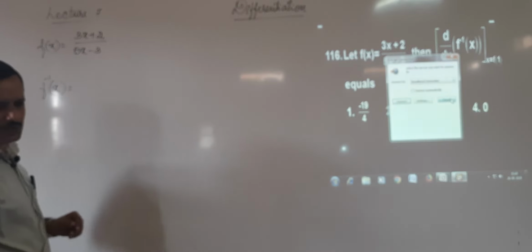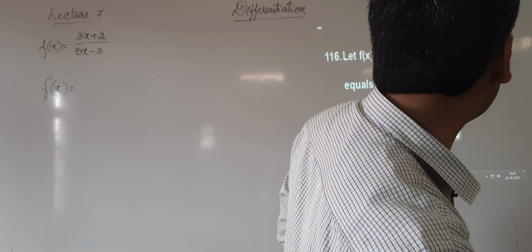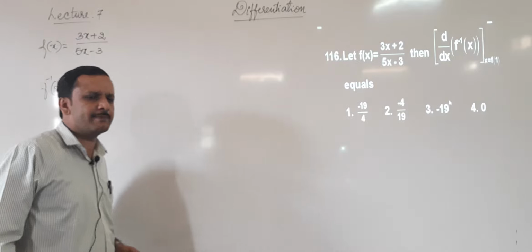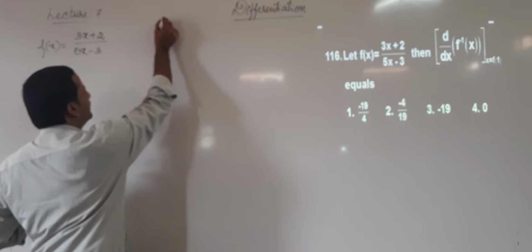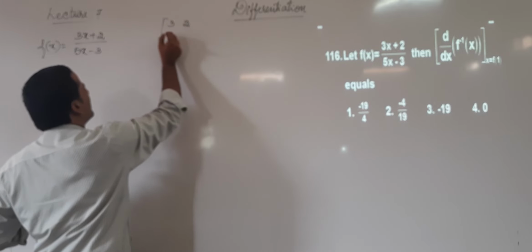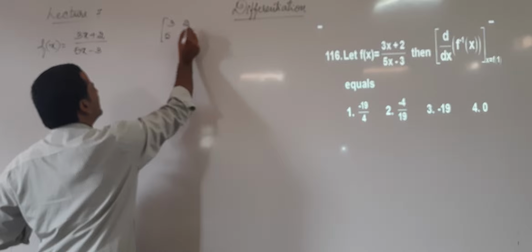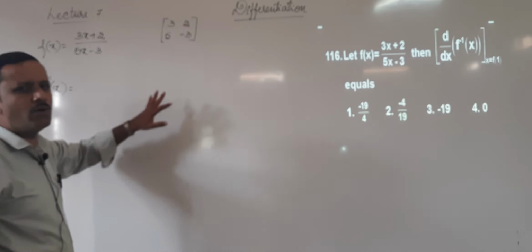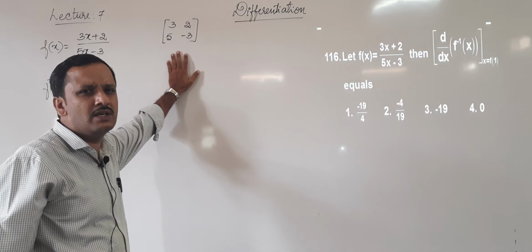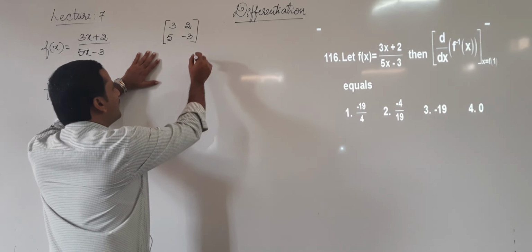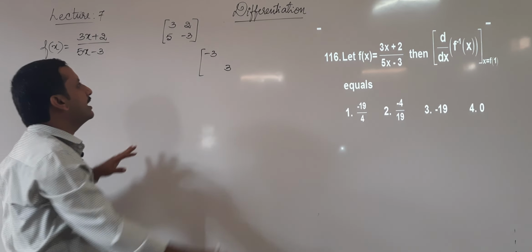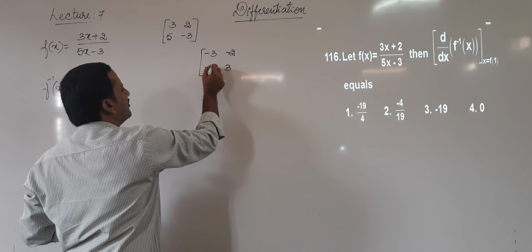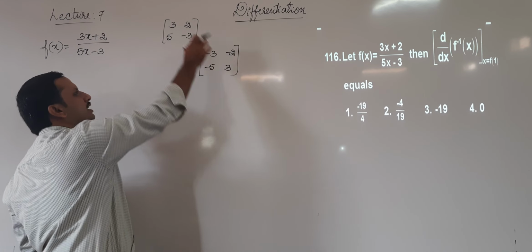To find out f inverse of x, you know one shortcut, that is directly you find the adjoint of that matrix, which I have already explained in my earlier class during functions. So you can consider one matrix here, 3, 2, 5 and minus 3. Find its adjoint. How do I find the adjoint of a 2 cross 2 matrix? Interchange the diagonal elements. If I interchange the diagonal elements, this is what I get. And change the sign of the non-diagonal elements. Minus 2, here minus 5. This is the adjoint of this matrix.